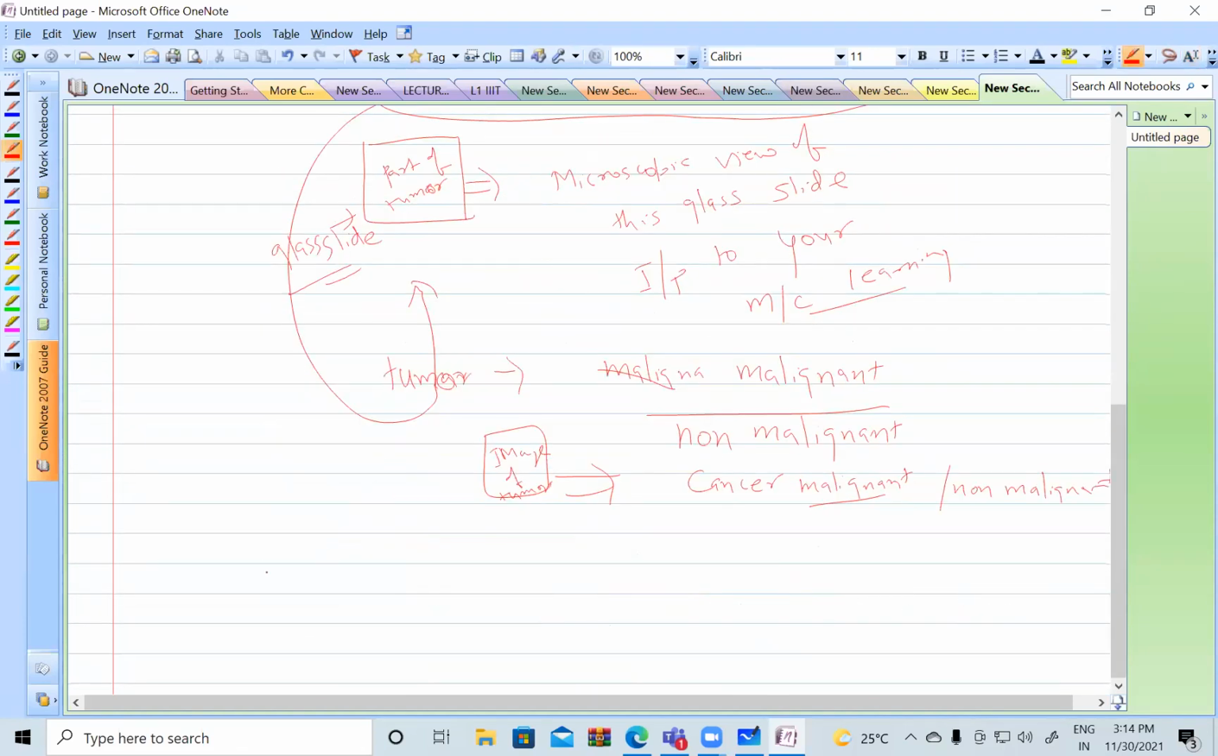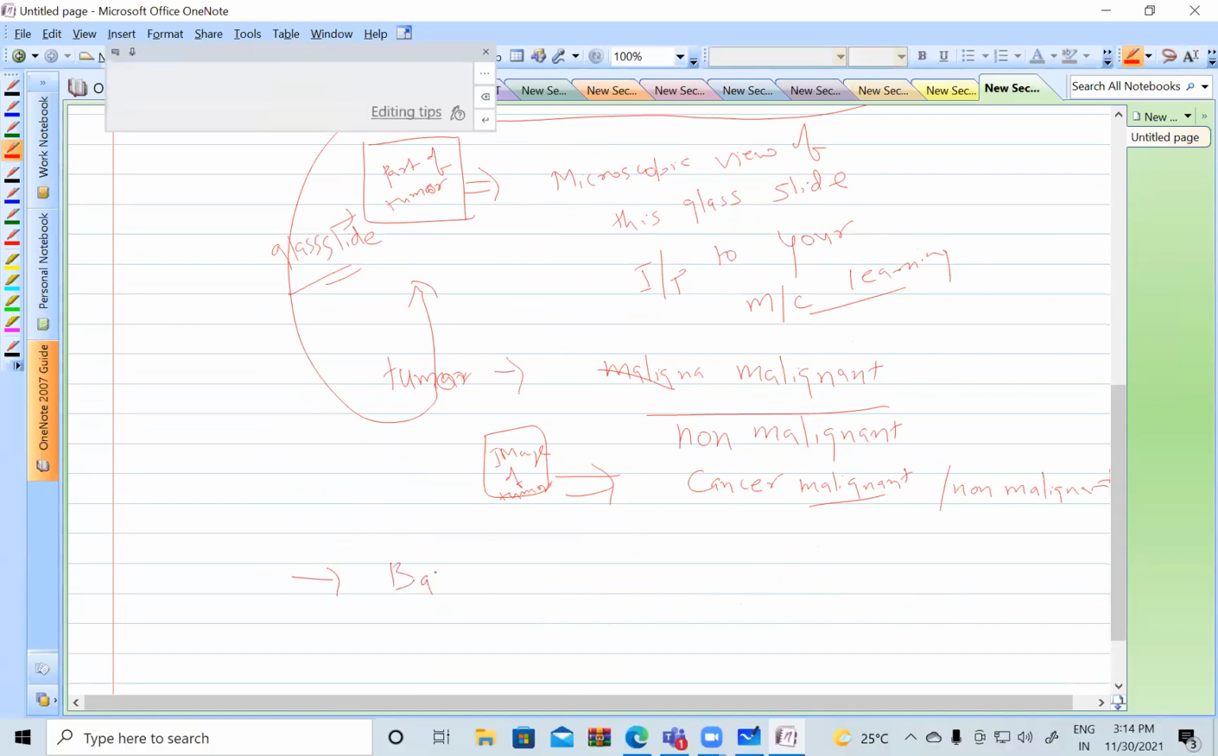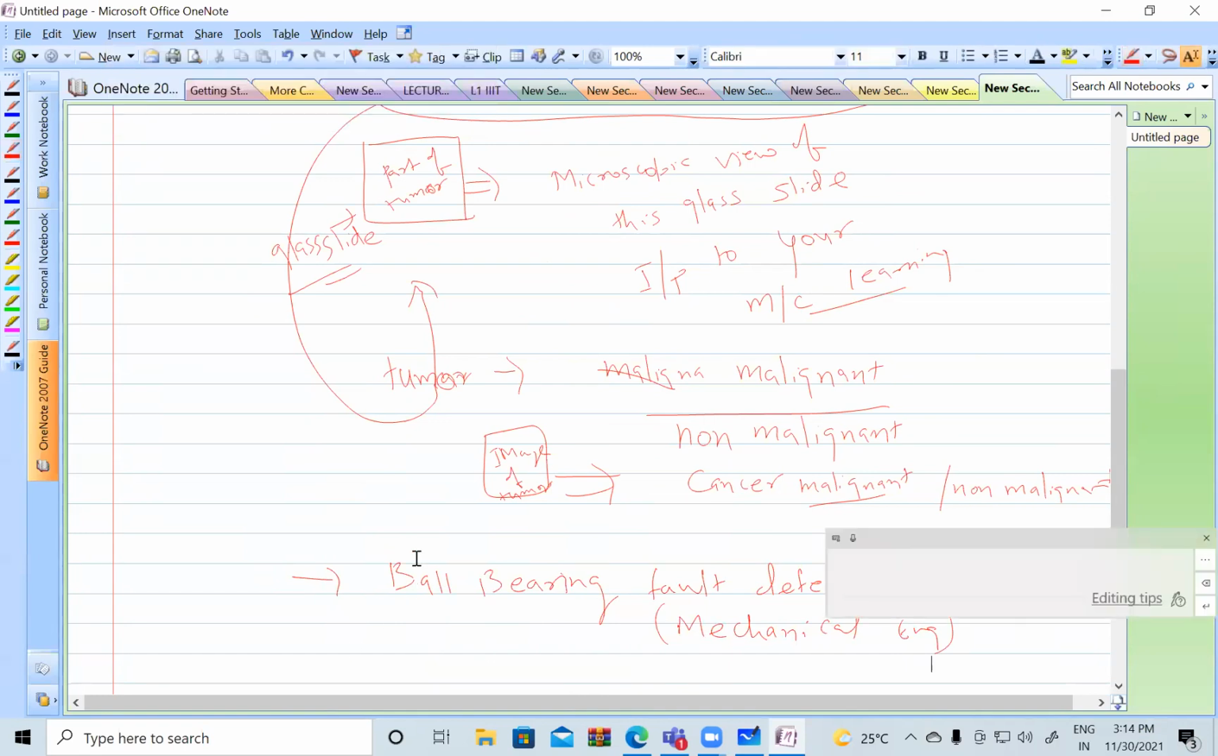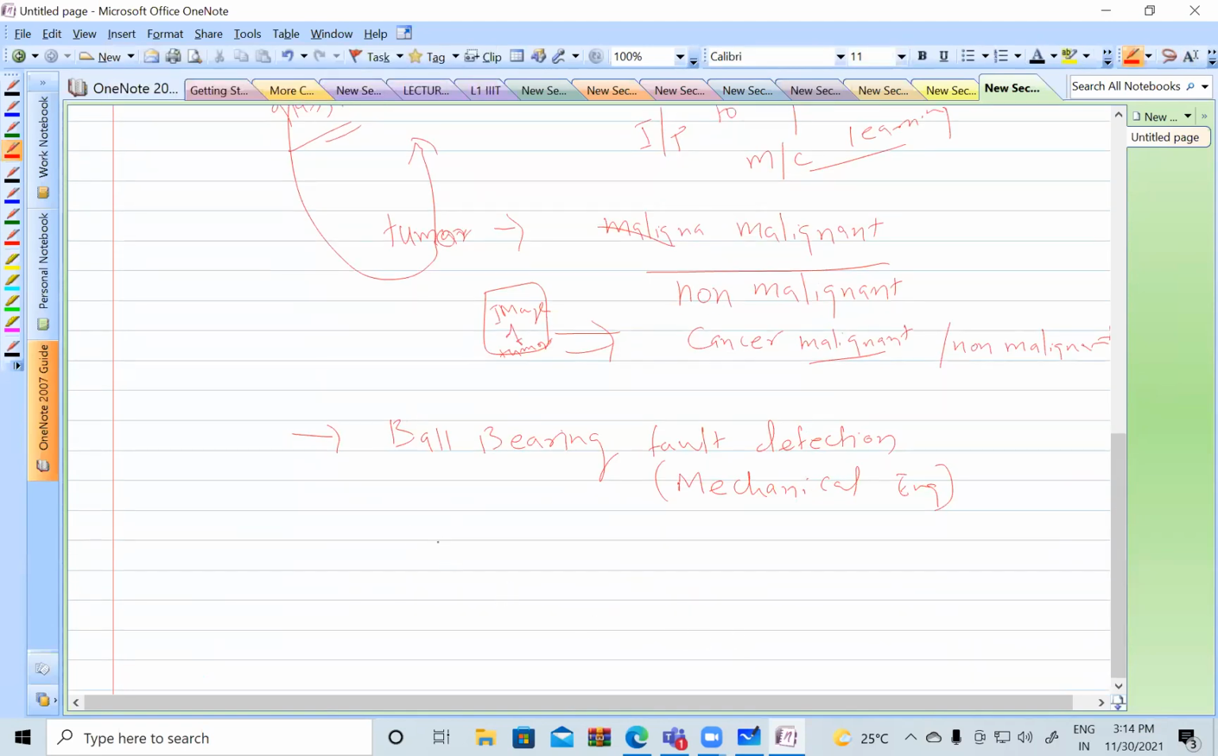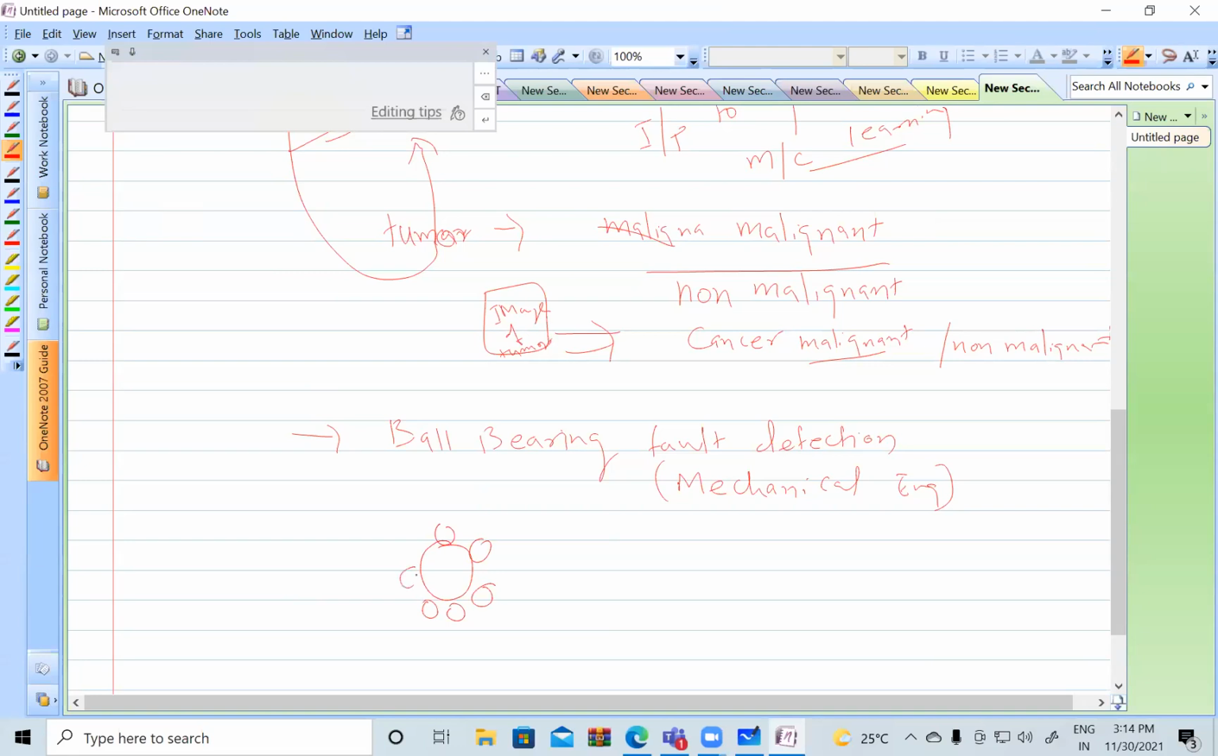In the above part we mentioned some other classification problems, like ball bearing fault detection. This is a problem from the mechanical engineering domain. In ball bearing fault detection, every machine has bearings. Like these are the bearings. Wherever the machine has a rotation, like in your cycle, you might have seen the pedal. So these are spherical metallic balls.